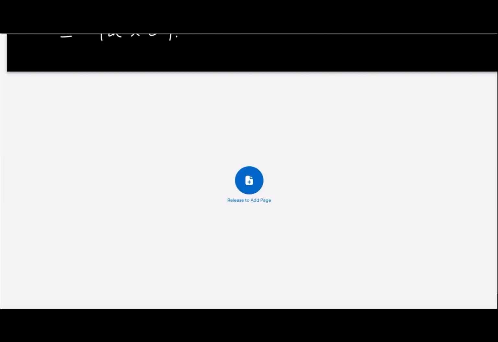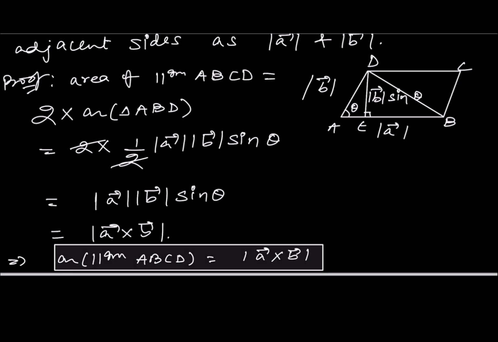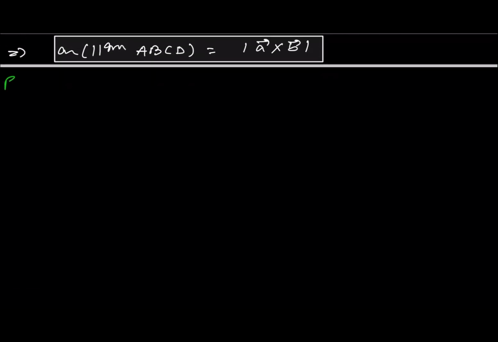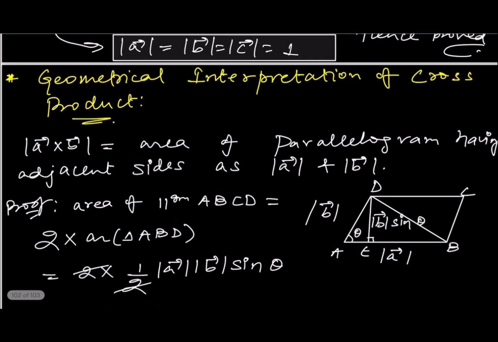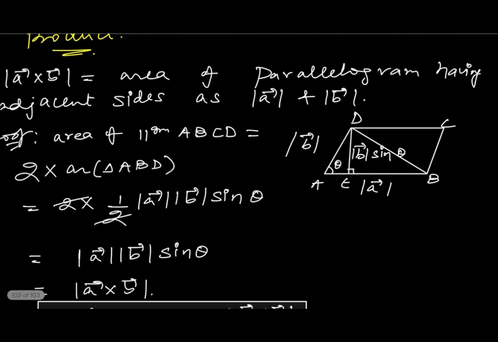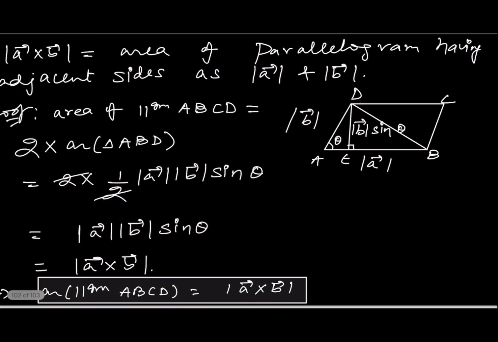So from here we can see the area of parallelogram ABCD is mod of A cross B. Okay, now write one remark. What I have seen in this interpretation is that the area of parallelogram is mod of A cross B.